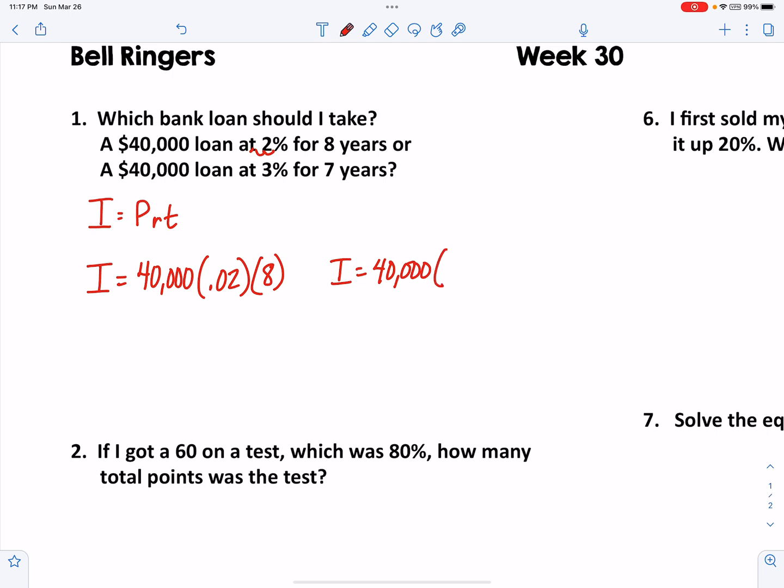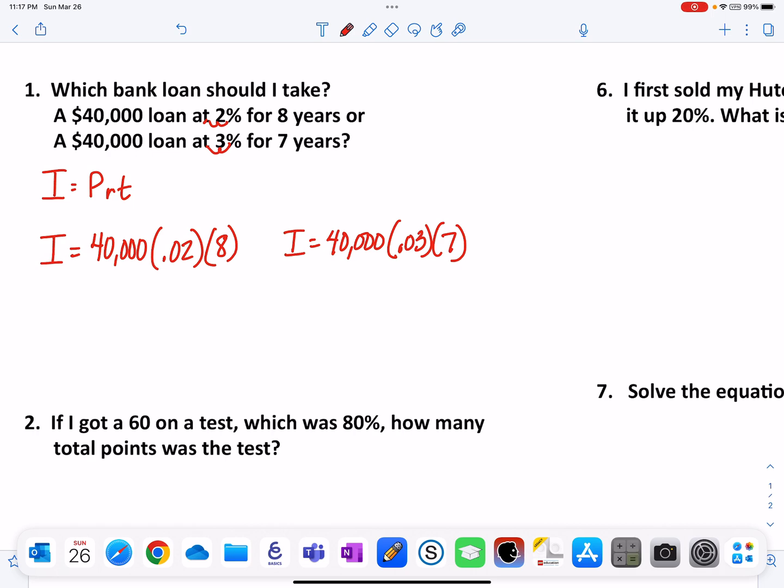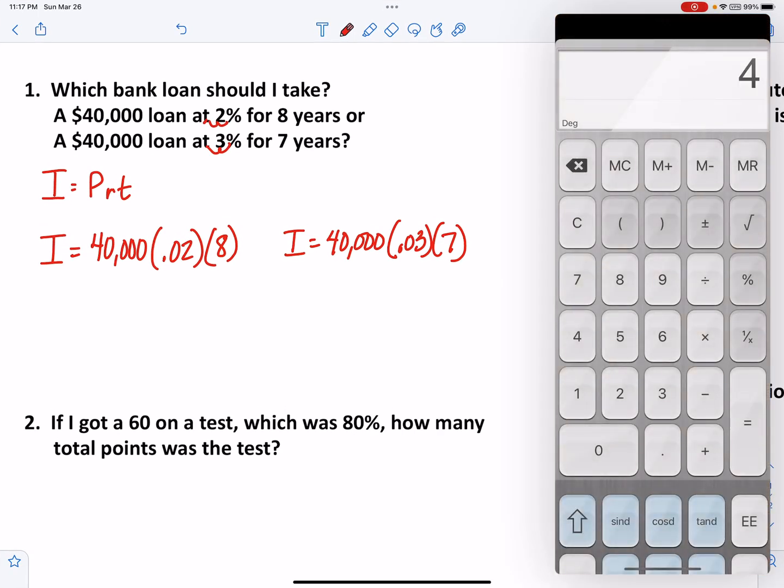And so we have our 40,000. We have swoop, 0.03 for 7 years. Solving those out, we're just going to plug all that right into the calculator. So we have 40,000 times 0.02 times 8. And so our interest that we have to pay, because this is a loan, is $6,400 extra that we're paying, okay, or extra owed.